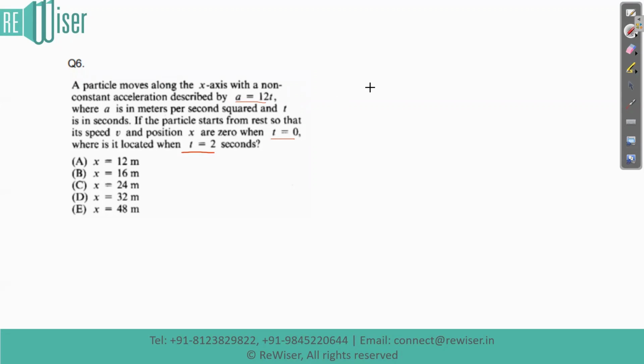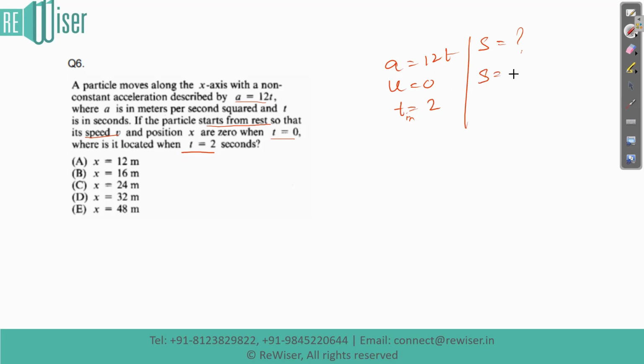Okay, so in this case, we know a is equal to 12t, and u, the initial speed. It has started from rest, right? So the initial speed will be 0, and the time interval they have given as 2 seconds. So in this case, what we want to find is s, the position.